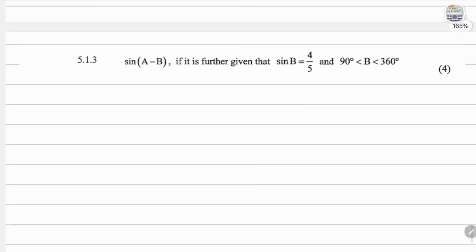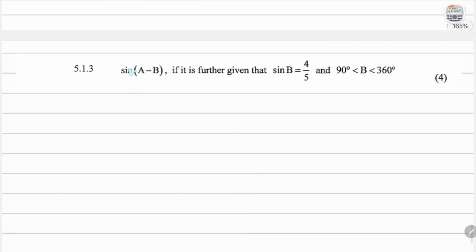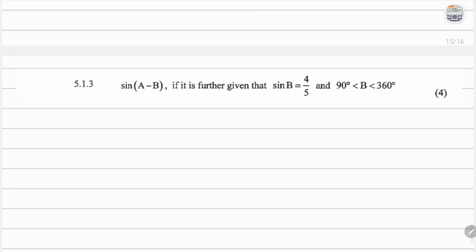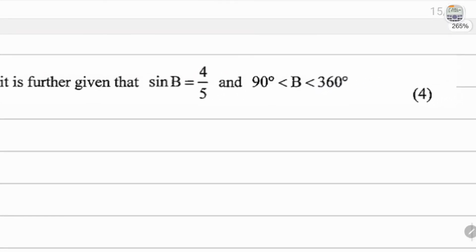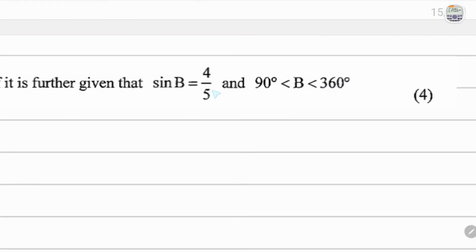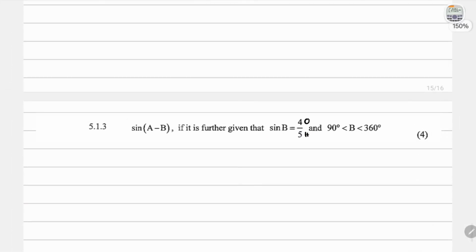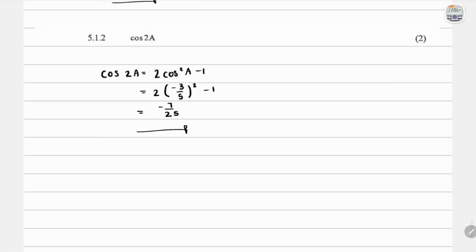And then 5.1.3 says, find sin(A minus B) if it's given that sin B is equal to 4 over 5 and B is greater than 90 degrees but less than 360 degrees. Okay, let's find where this is. Now also note that the radius, okay, because that's the hypotenuse, sine is opposite over hypotenuse. The hypotenuse is also 5, just like the hypotenuse in the diagram that we have.